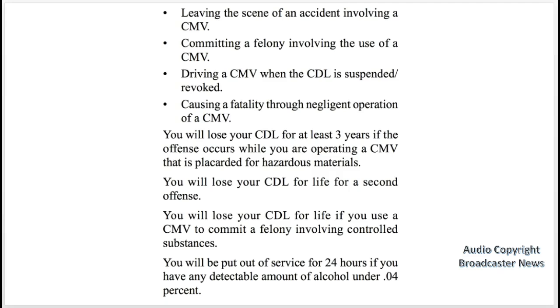Now, you will lose your CDL for at least 3 years if the offense occurs while you are operating a vehicle that is placarded for hazardous materials. You will lose your CDL for life for a second offense, and you will lose your CDL for life if you use a commercial motor vehicle to commit a felony involving a controlled substance. You will be put out of service for 24 hours if you have any detectable amount of alcohol in your blood.